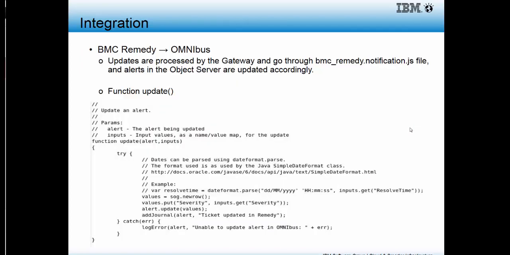Okay, so let's talk a little bit more about the functions that are available in the BMC Remedy notification.js file. First of all, there's an update function. This is called when a ticket is updated in Remedy. By default, we get back the severity field, etc. If you want to add any other fields, you need to add these here. I'll post a tech note at the end of this video showing you how to do that.